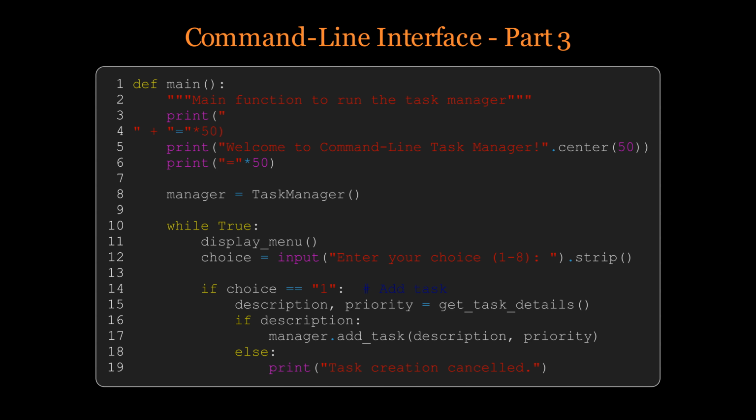Inside the loop, we display the menu and get the user's choice as a string. If they choose 1 for add task, we call getTaskDetails to prompt for the task information. If description is not None, meaning the user didn't cancel, we call manager.addTask with the description and priority. Otherwise, we print a cancellation message. This pattern of prompting, validating, and acting repeats for each menu option.